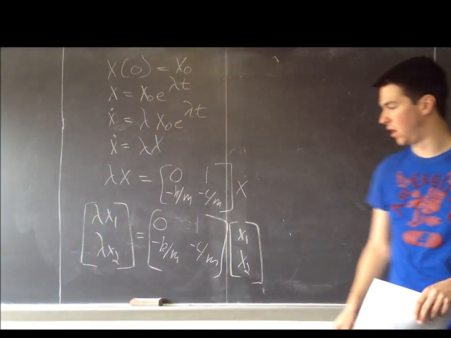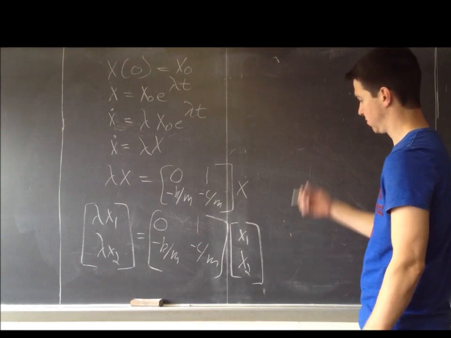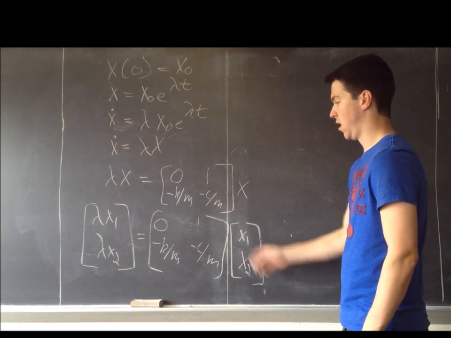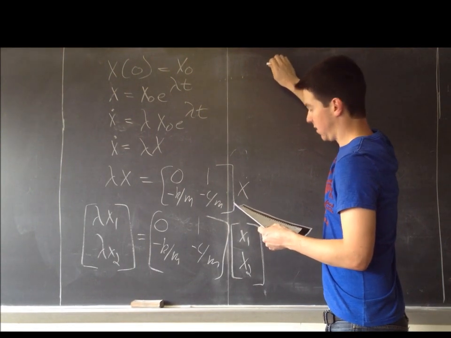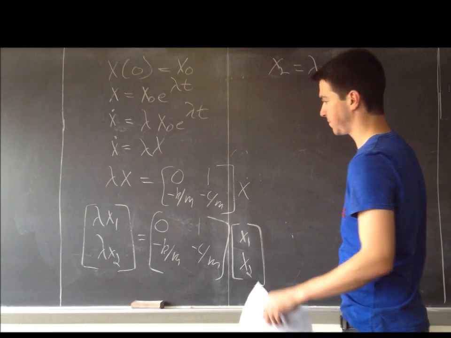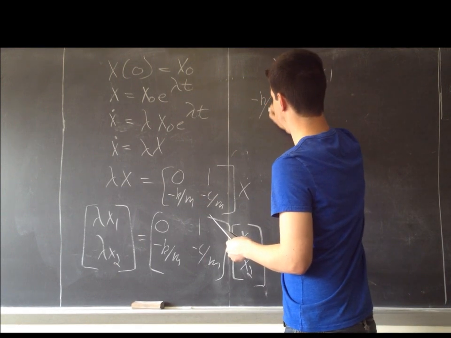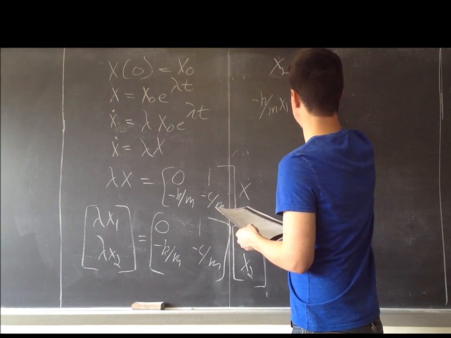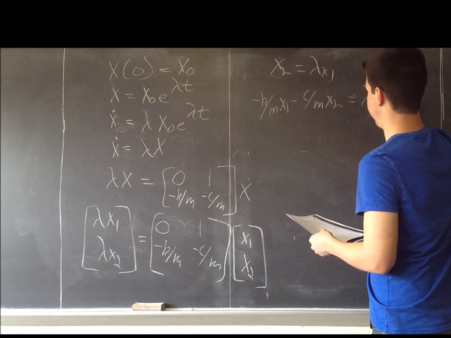At this point, we need to solve our matrix equation. So to do that, simply multiply the column by the row. So that leaves us with, for the first line, x2 equals lambda x1. And for the second line, negative k over m x1 minus c over m x2 equals lambda x2.